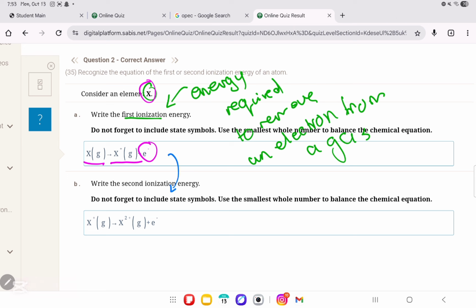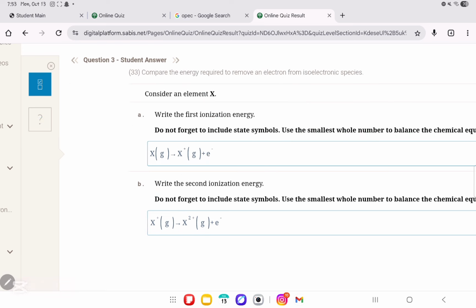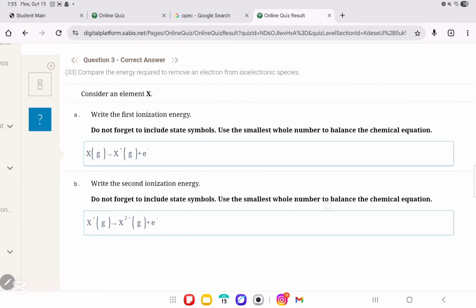We move on to the second ionization energy. Where do we remove the second ionization energy? From the X plus gas that we obtained previously. So now, X plus gas is going to give us, you remove another electron, X2 plus gas plus an electron, e minus. Perfect. We move on to question number 3.